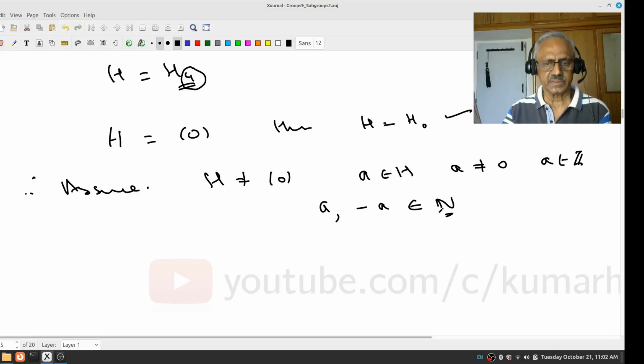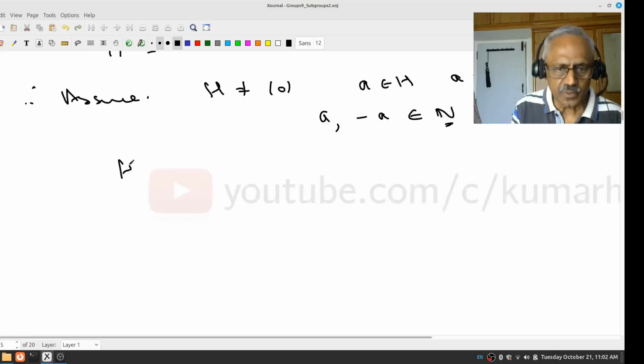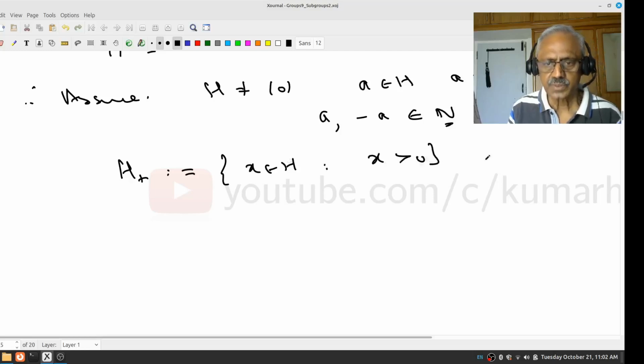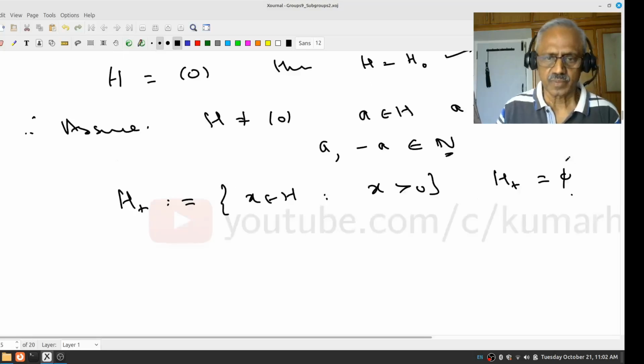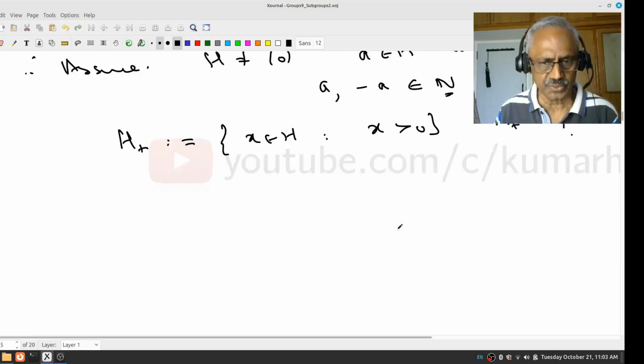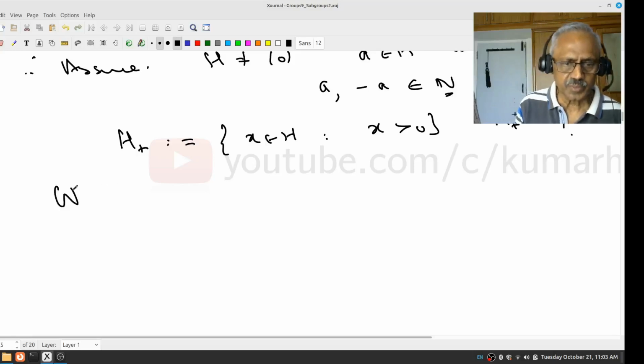You understand this? Therefore, if I look at H plus, equal to the set of all x in H so that x is positive, then H plus is non-empty. If H is not 0, then there is a non-zero element. Therefore, A or minus A has to be a positive integer. Therefore, the set of positive integers H plus is a non-empty set. This is all I am saying. Is that clear to you? Now I can use the well ordering principle.